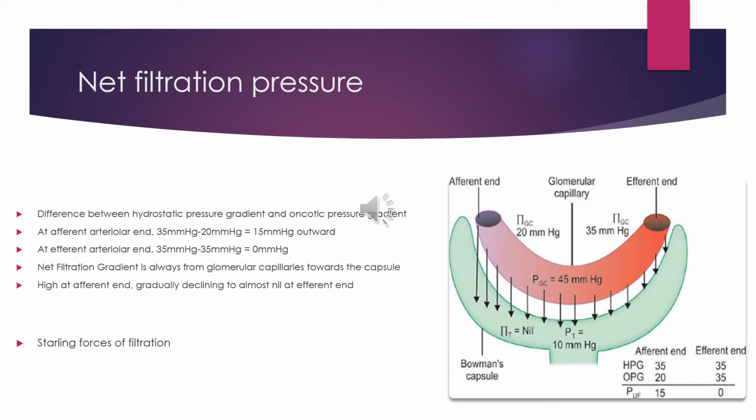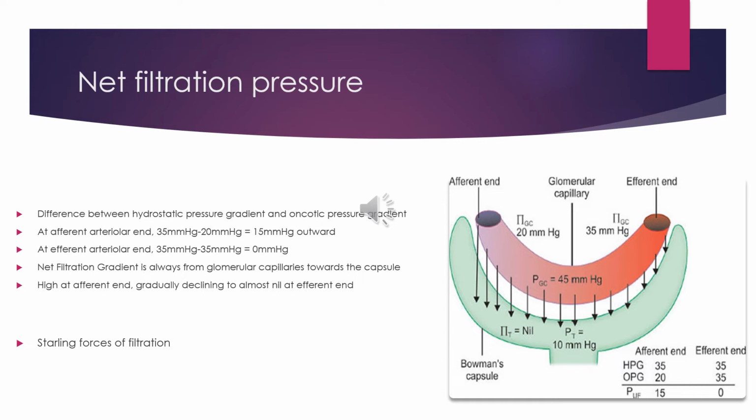Whereas at the efferent arteriolar end, the hydrostatic pressure gradient value is 35 millimeters of mercury and the oncotic pressure gradient value is 35 millimeters of mercury, which means that there is no difference at the efferent arteriolar end. So, the net filtration pressure at the efferent end is 0 millimeters of mercury. So, we can see that the net filtration gradient is always from the glomerular capillaries towards the tubule, and it will be higher at the afferent end and it slowly declines to almost nil at the efferent arteriolar end.